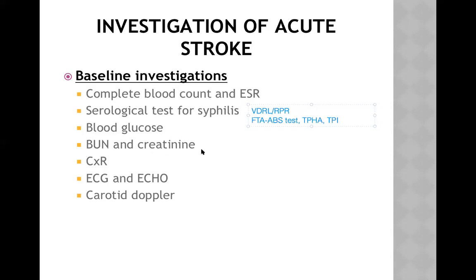Blood urea nitrogen and serum creatinine are part of renal function test, because CRF or chronic renal failure also leads to hyperlipidemia and results in stroke. So we need to make sure how kidneys are functioning. Chest x-ray, you need to rule out heart disease, heart failure, pulmonary edema. ECG and echocardiography, same explanation, to rule out heart diseases. And carotid Doppler, that means what is the amount of blood flow in the carotid artery? Is it really narrowed or not? All this information is obtained by Doppler study of the carotid artery. So these are some of the important baseline investigations.